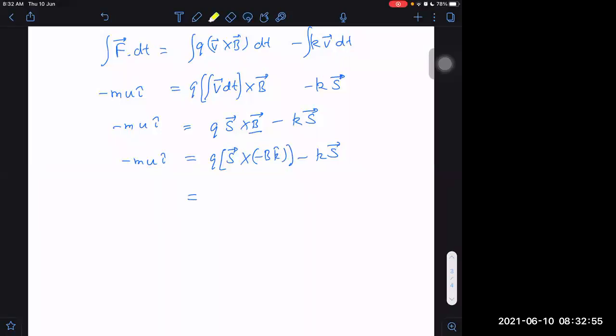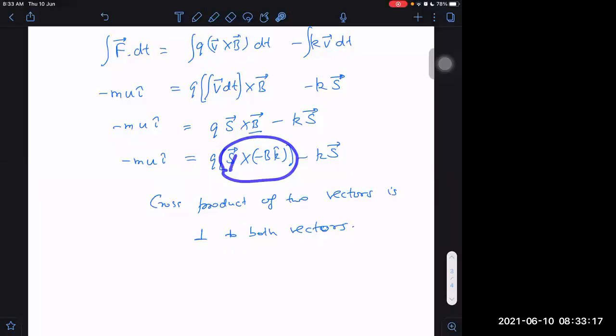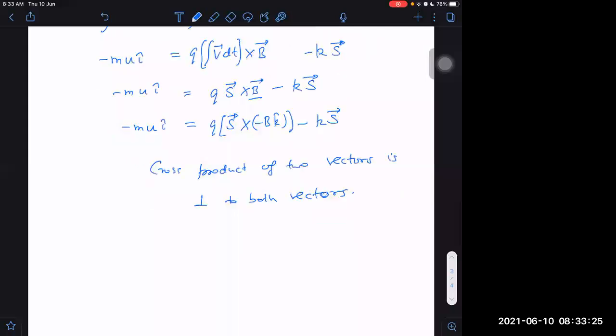Yes, yes. Okay. The cross product of two vectors is always perpendicular to both vectors. It means I can tell that this is perpendicular to S as well as k cap. In which plane will it lie? It will lie in the XY plane. What components will S have? S will have two components, one along i cap and the other along j cap, right? Because this whole vector should lie in the XY plane.